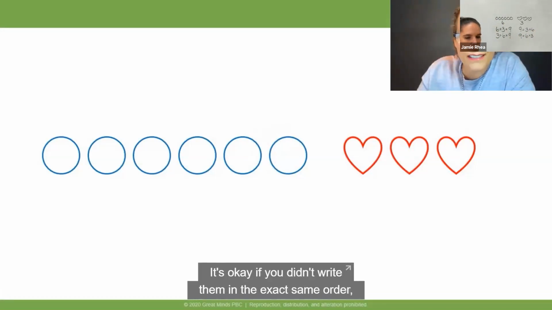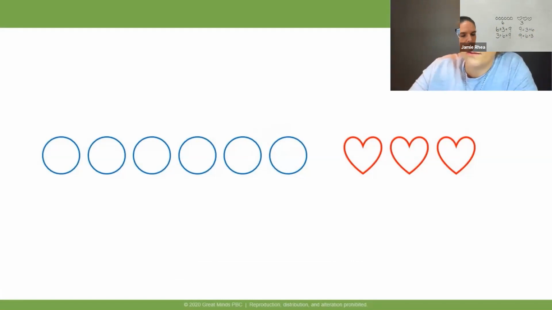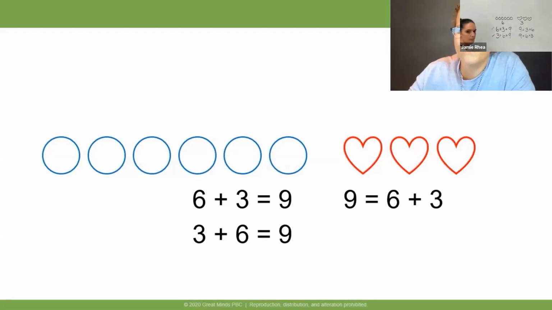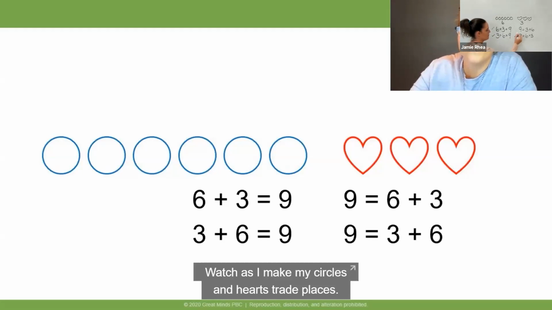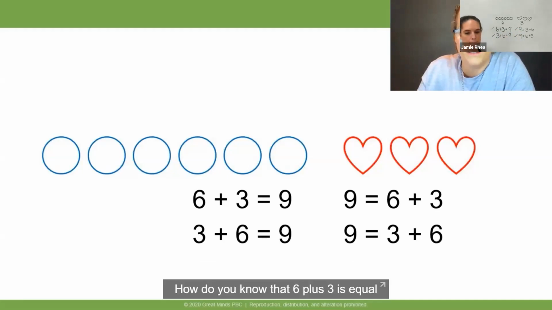Do your 4 number sentences match mine? It's okay if you didn't write them in the exact same order, but check them off as I reveal them. Let's check. Make sure you got them all. Oh, we got that one. We got that one. We got that one. And that one. Mine were in the same order, but I circled them as I made them. Watch as the hearts trade places.